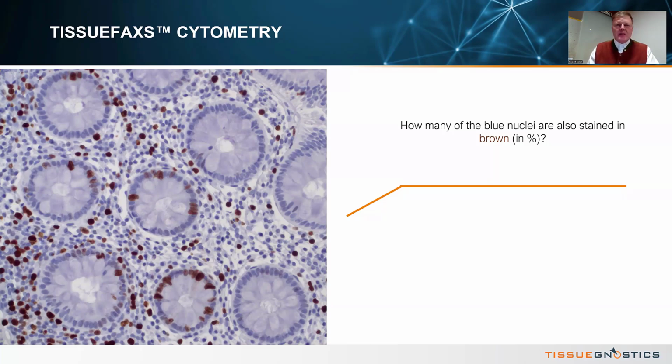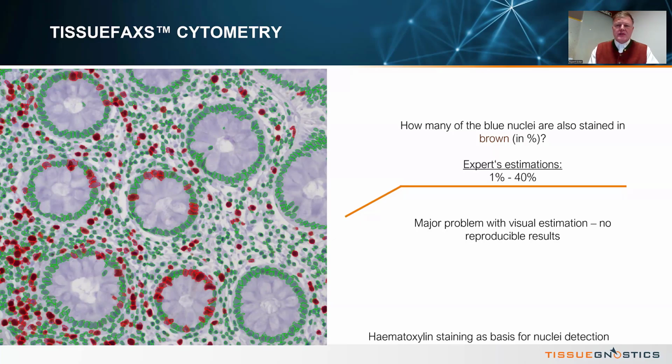We made a survey among more than 200 scientists, and believe it or not, the answers we received range from 1 to 40%, which points to a major problem with visual evaluation, that is, that you do not get reproducible results, just more or less arbitrary estimations.